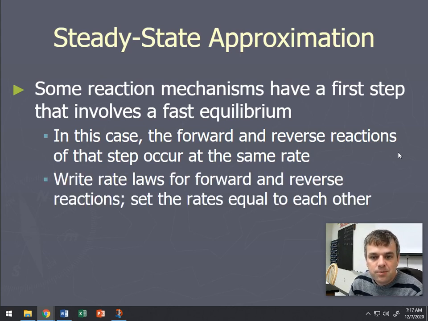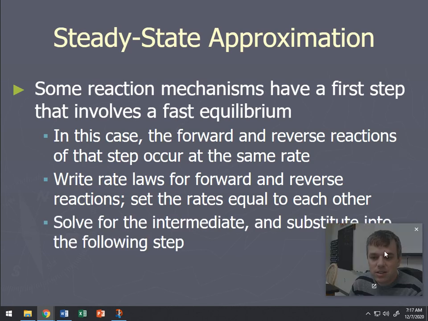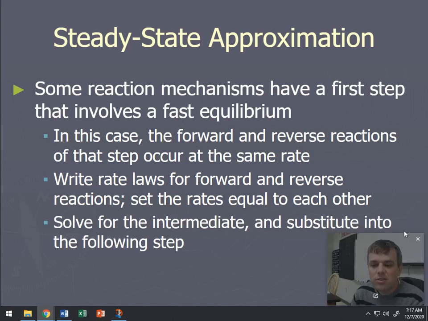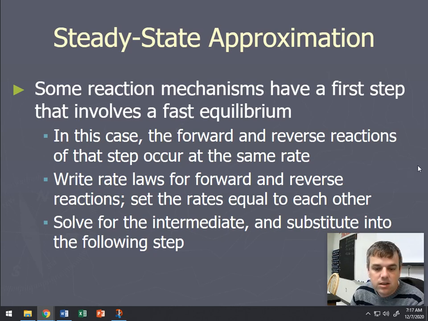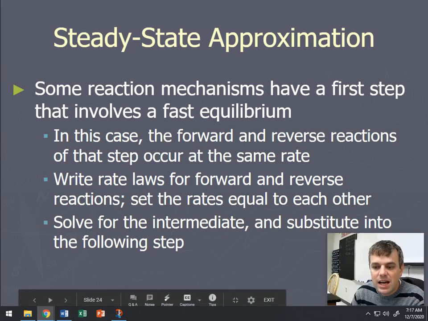So what you do is you write rate laws for the forward and the reverse reactions. You set the rates equal to each other. You then solve for the intermediate that is formed in that equilibrium step and substitute it in to the following step, your slow step, for example. And that way you can figure out what the overall rate law for your reaction is and not have intermediates in your rate law, because intermediates in the rate law are not allowed. So let's look at some examples.